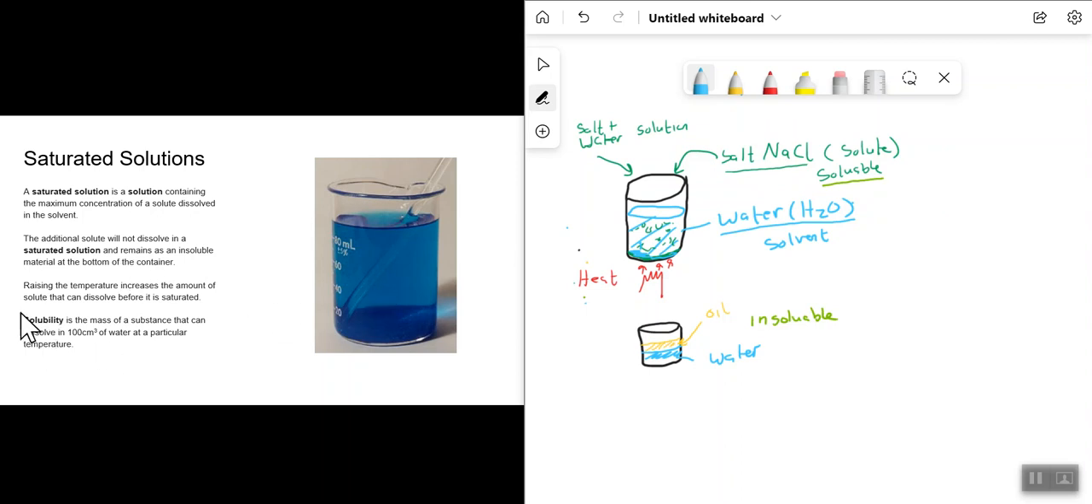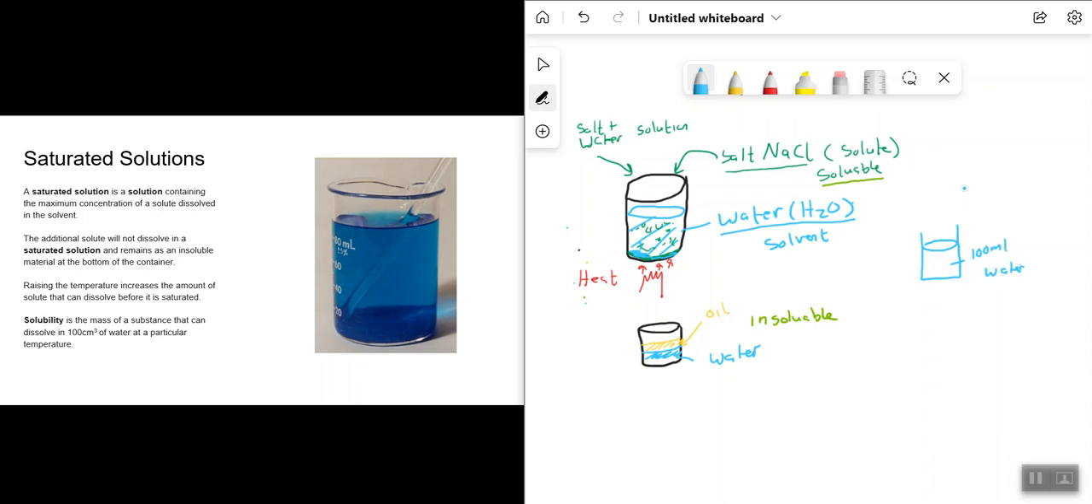And this solubility is a property of the solvent that has been used to dissolve the solute. So solubility is the mass of substance that can be dissolved in 100 cubic centimeters of water at a particular temperature. A way to think about substances is from a solubility point of view. So for example, we might measure out 100 mils of water.